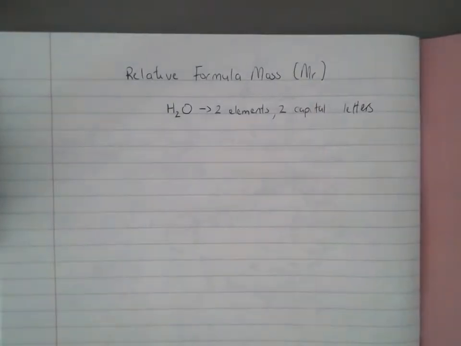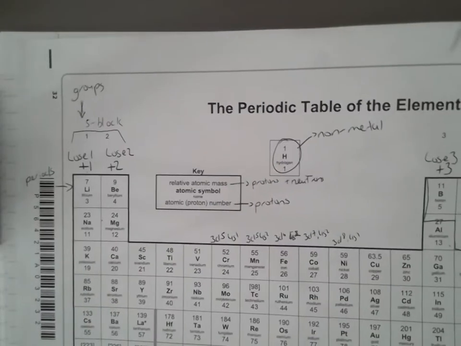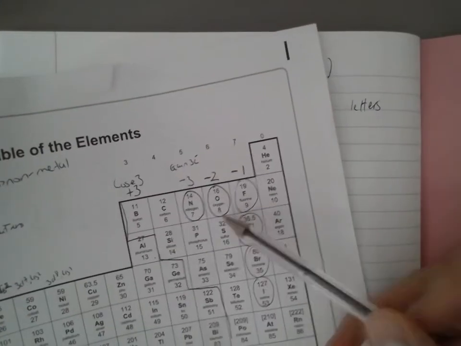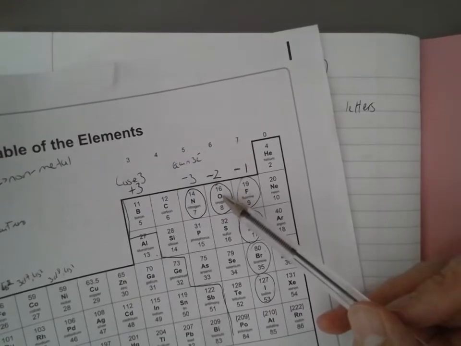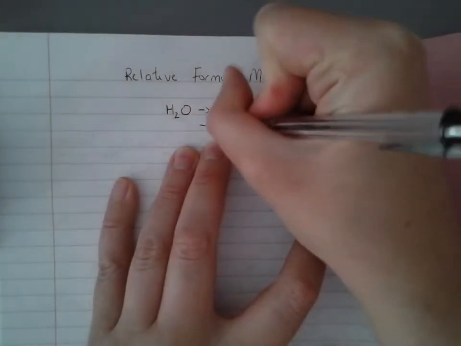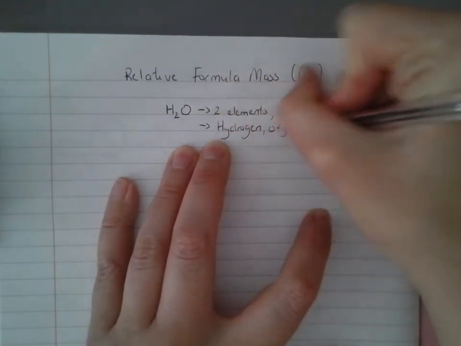If I want to know what elements they are, then I need to look at my periodic table. So I've got a capital H. I look at my periodic table and I see that a capital H means hydrogen. I've got a capital O. I look at my periodic table and see a capital O means oxygen. So I know that the two elements I've got are hydrogen and oxygen.